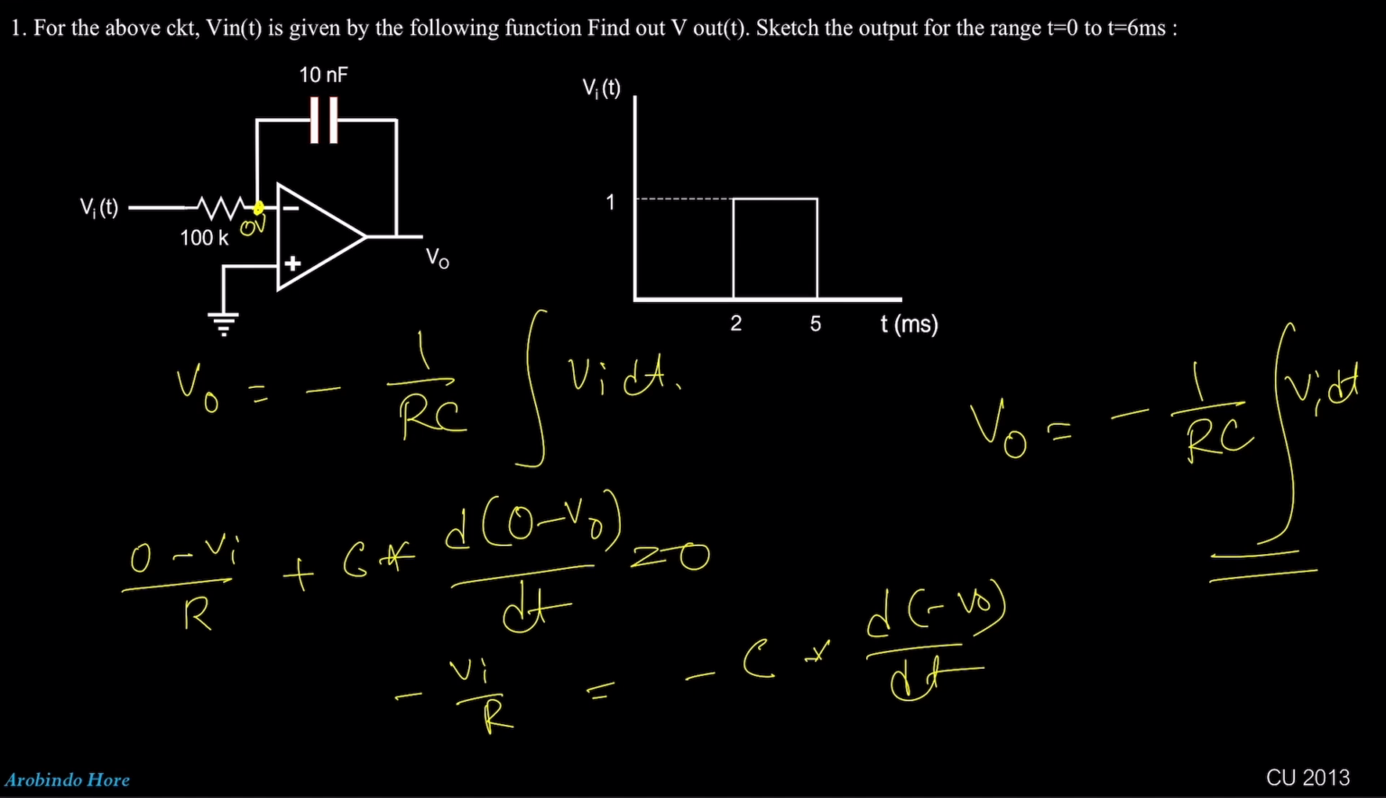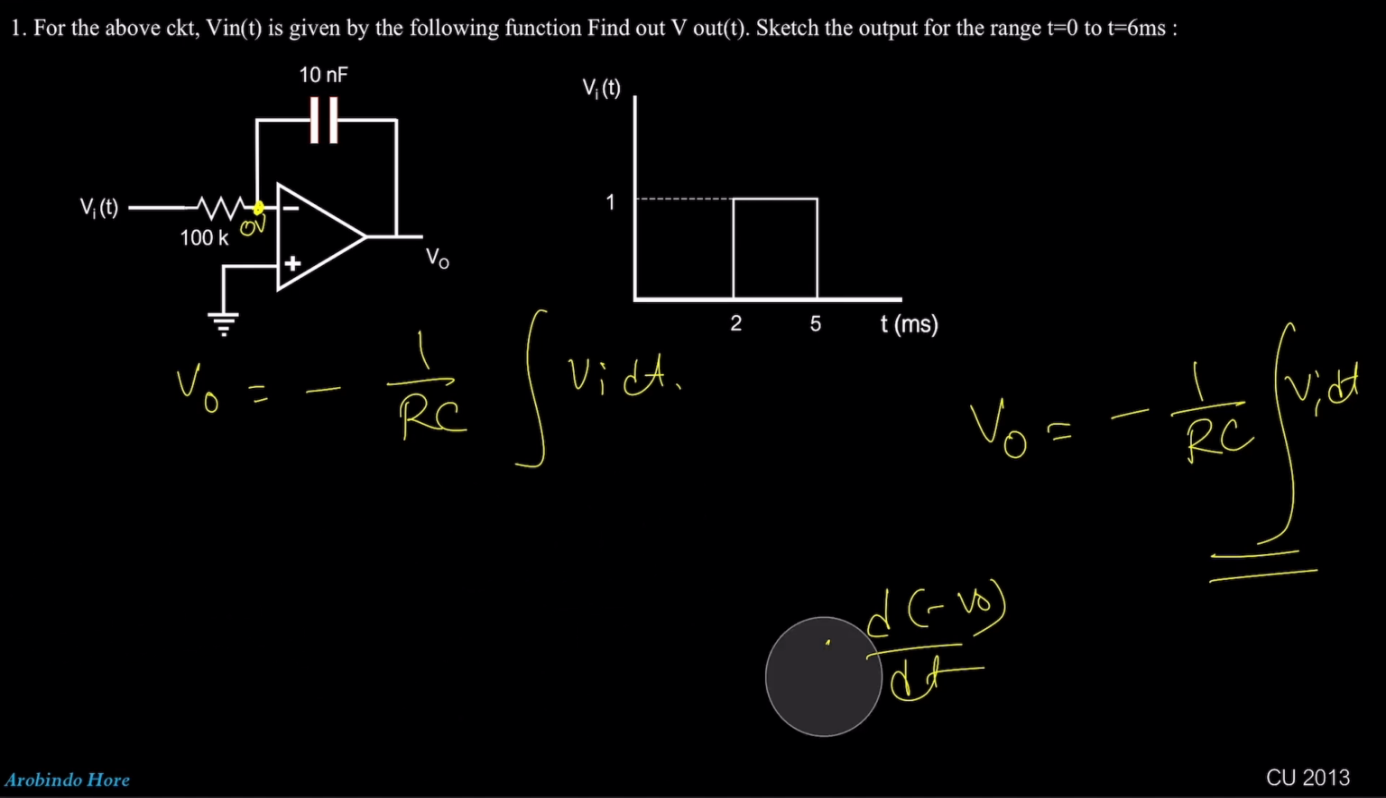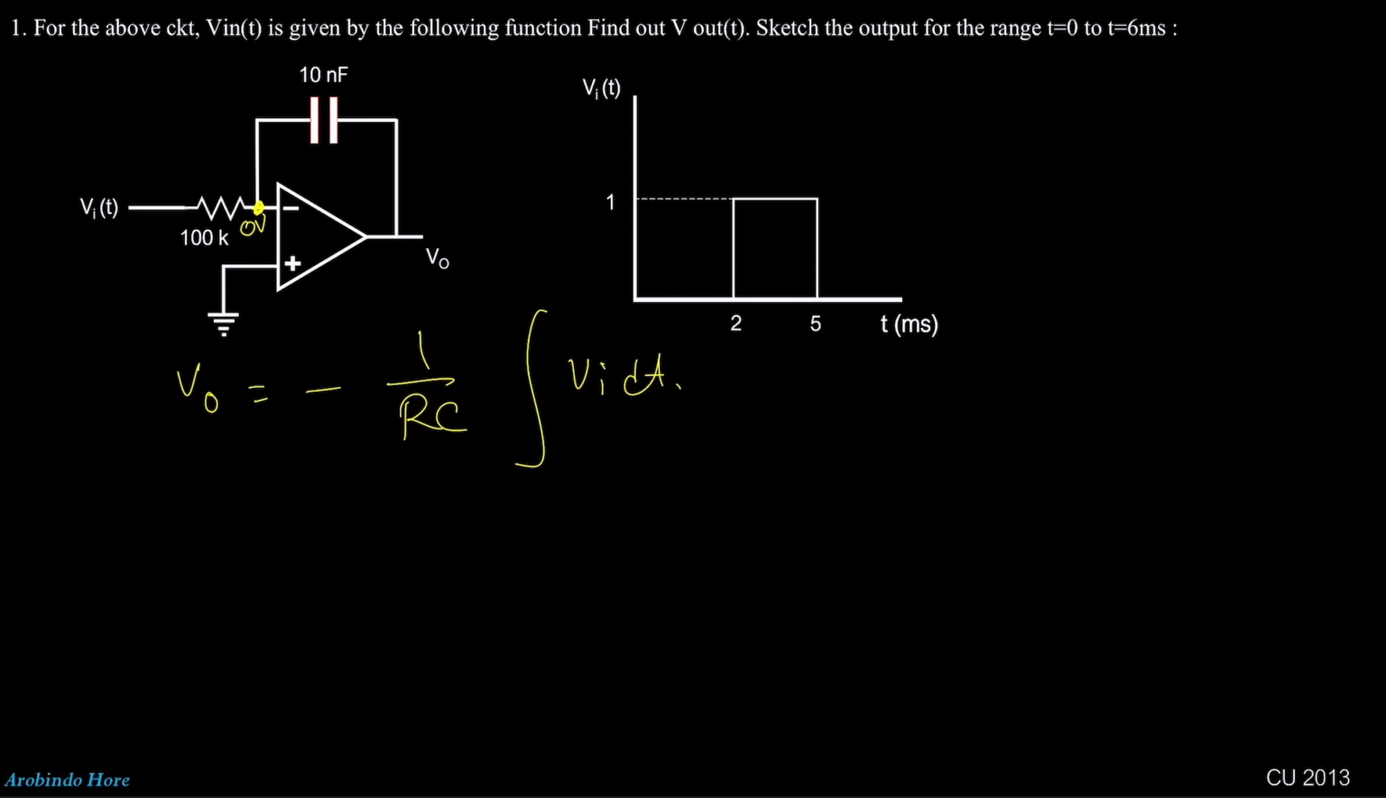And we already have the formula V0 equal to minus 1 by RC integration Vi dt. And here they told us the input will look like this, and we need to sketch the output from t equal to 0 to t equal to 6 milliseconds. Here you can see t is how much? From 0 to 2 and 5, that means up to 6, that is 0. So you can see here we need to divide this into three parts. First, Vi equal to 0 when t is 0 to 2.